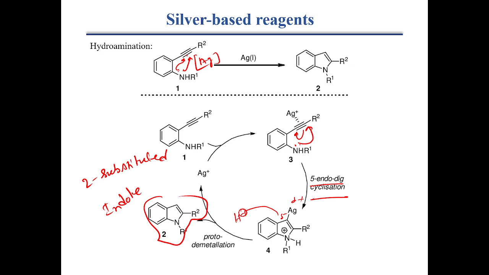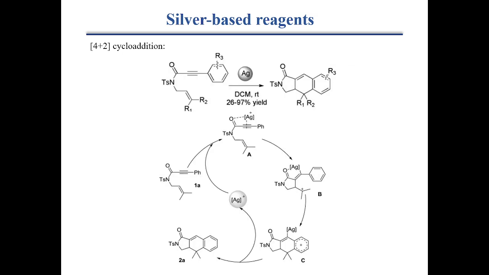So this is the nitrogen nucleophile I discussed. Now I am going to discuss the 4 plus 2 cycloaddition reaction in the presence of silver. Just like previously, silver activates the alkyne this way, then this is the 5-exo-dig cyclization. 5-exo-dig cyclization happens, giving this product.